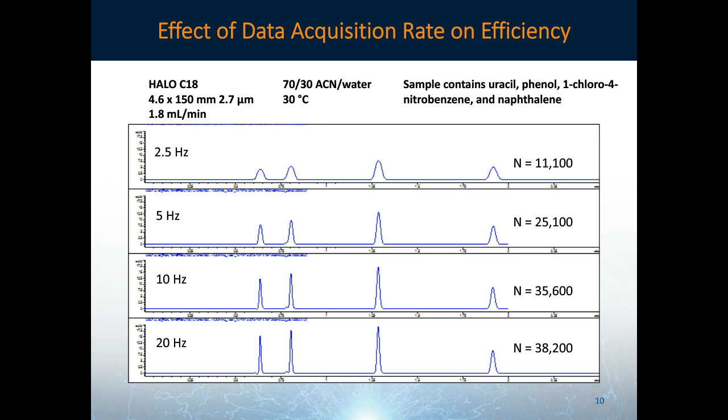So if you notice the peak that's eluting near the middle of the chromatogram, look how much sharper and taller it is as you go to the higher data acquisition rates. So this is really key for superficially porous particle columns because the volumes that you see are very small and narrow, and you want to be able to accurately measure those peak shapes. So this is why the data acquisition rate is so important.